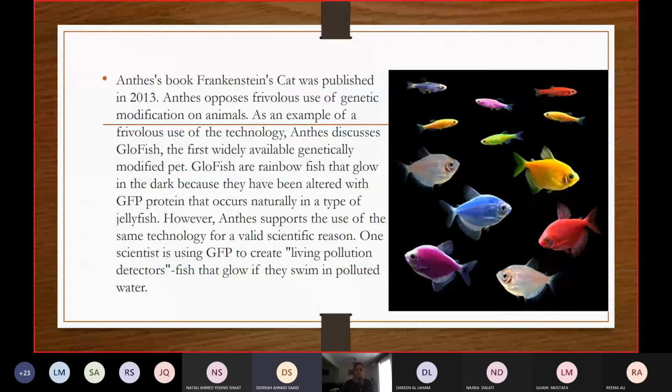Yes, as an example of a frivolous use of the technology, Anthes discusses glowfish, the first widely available genetically modified pet. Glowfish are rainbow fish that glow in the dark because they have been altered with GFP protein that occurs naturally in a type of jellyfish. So the scientists brought a kind of fish, and they injected it with GFP protein that occurs naturally in a type of jellyfish.